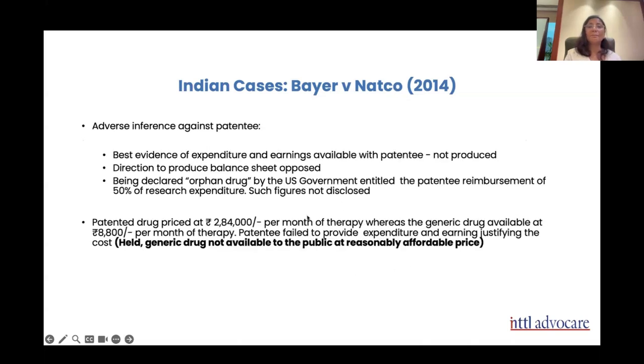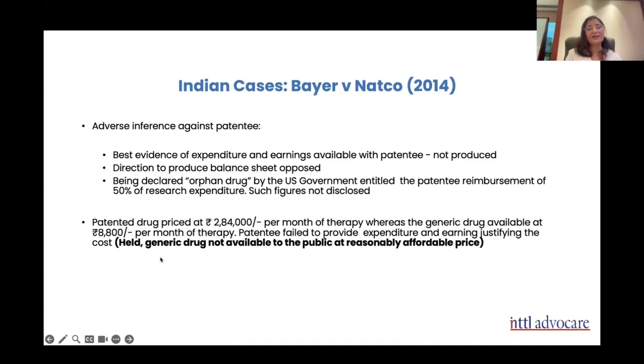And therefore, adverse inference against the patentee was drawn because it did not produce the evidence of expenditure and earnings available with the patentee. The direction to produce the balance sheet was opposed. The patentee declared that it is an orphan drug by the US government and that it is entitled to reimbursement of 50% of research expenditure. That figure was also not disclosed, whereas the drug price was almost 2.8 million Indian rupees per month of therapy, whereas the generic drug available was less than 0.1% of that, per month of therapy. So there was a huge difference in the price, and the patentee failed to provide expenditure and earnings justifying the cost.